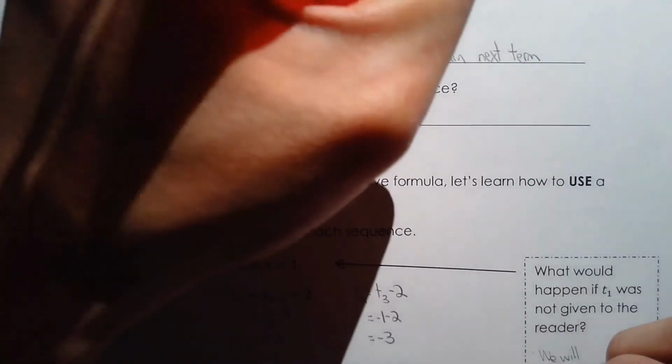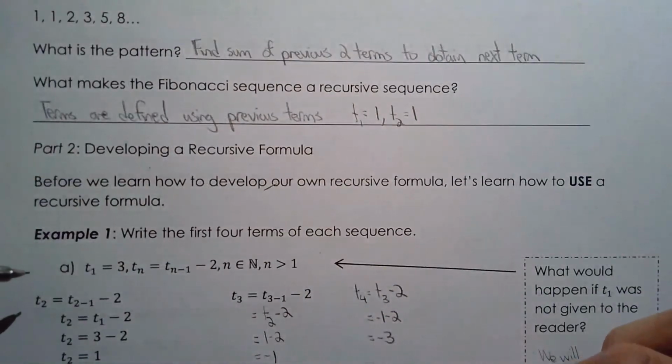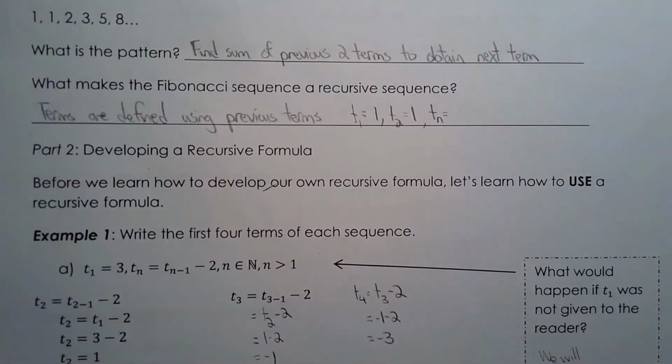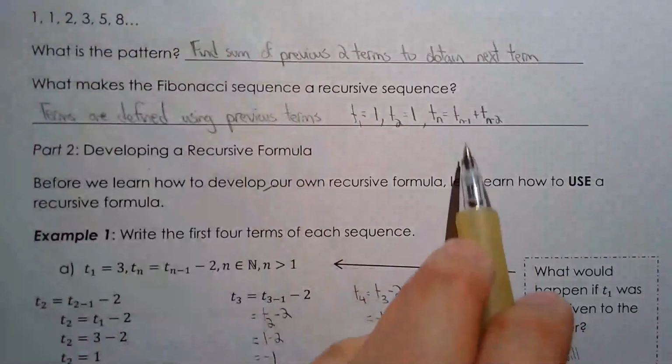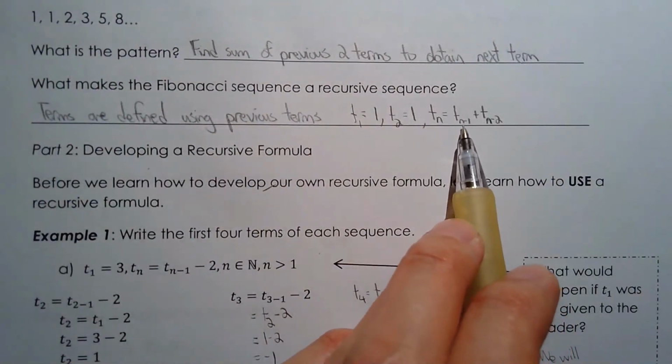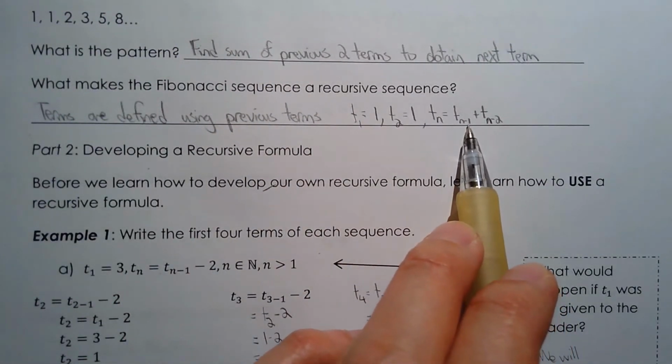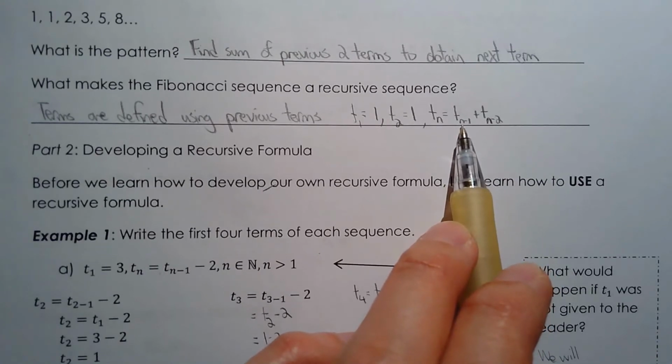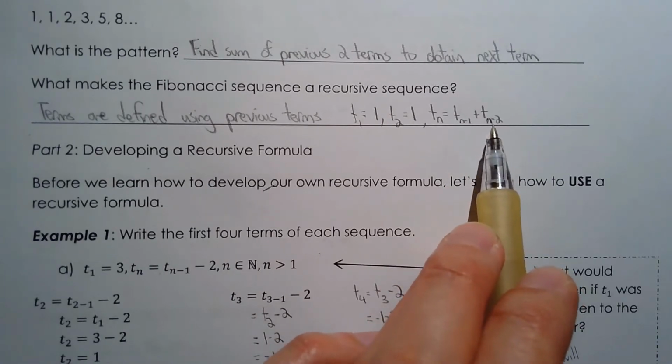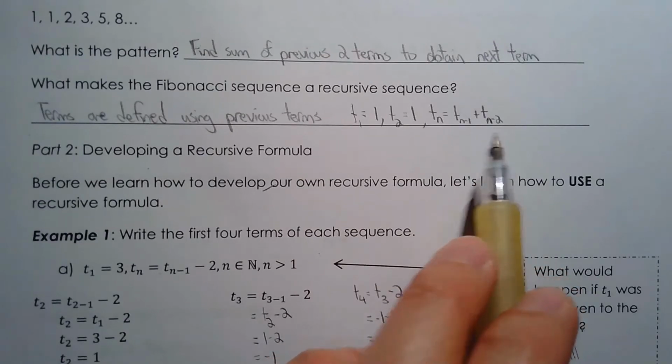So the first term is 1, the second term is 1, and then I tell them that the nth term, or the general term, is equal to the sum of the previous 2 terms. So the previous 2 terms, the subscript will be n minus 1. That'll give you the term before the nth term, and n minus 2 will give you the 2 terms before the nth term. Okay, and then n is of course a natural number, and n is greater than 2.